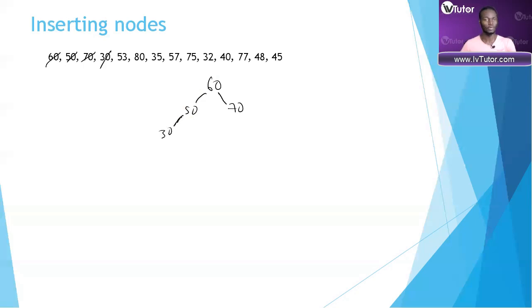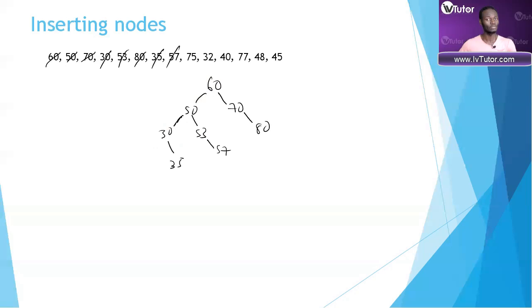Now I want to put 53. It's less than 60, greater than 50, so it goes there. 80 is greater than 60, greater than 70, so 80 goes on the right of 70. 35, less than 60, less than 50, but greater than 30, which means it goes there. That's how you do it. It's very simple. Now we need to put 57. It's less than 60, greater than 50, greater than 53, which means 57 goes here.